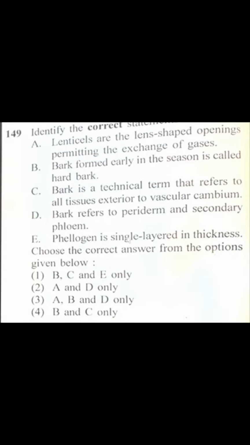Identify the correct statement. First, lenticels are lens-shaped openings permitting the exchange of gases. Correct. Bark formed early in the season is called hard bark. No. Bark is a non-technical term that refers to all tissue exterior to vascular cambium. Bark refers to periderm and secondary phloem, right? And phellogen is a single layer. No, it is multiple layers in thickness. So E is also wrong. So correct option is ACD.